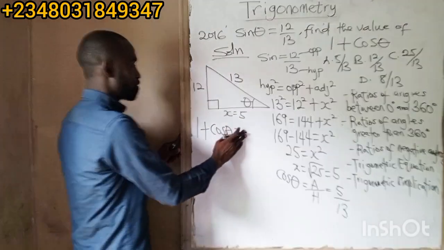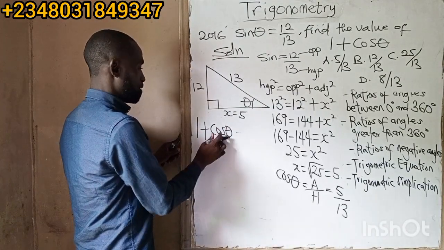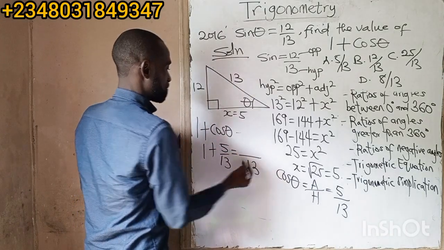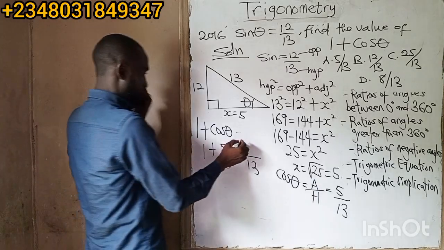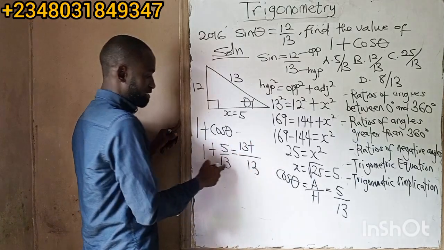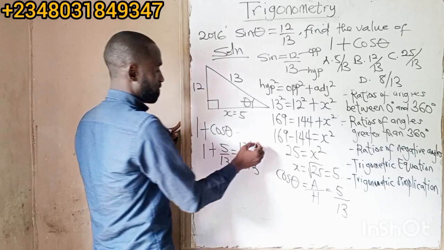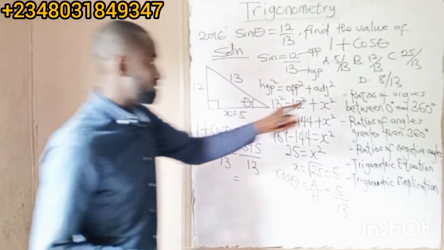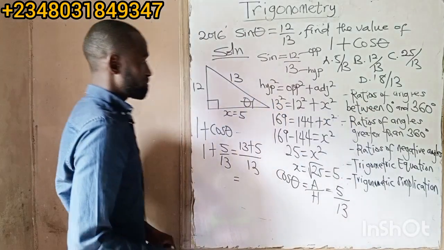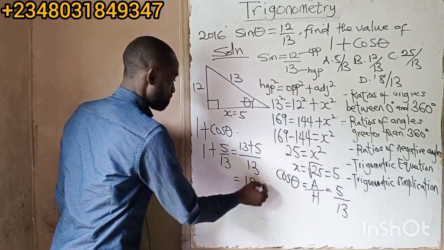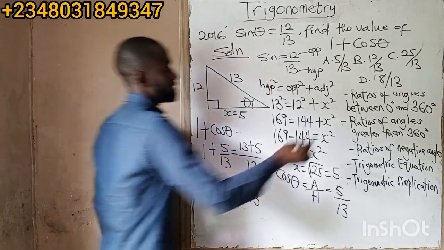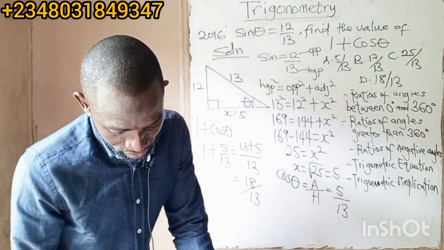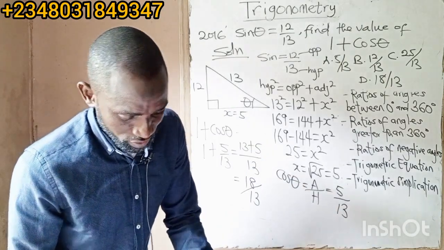So we'll now have 1 plus 5 all over 13. What's the LCM? 13. 13 in 1, 13 times 1 is 13, plus 13 in this one, 1 times 5 is 5. So 13 plus 5 will give us 18. This is 18, not 8. It should be 18, not 8, class. So this should be 18 all over 13. So that is what we have here. It should be 18 over 13.